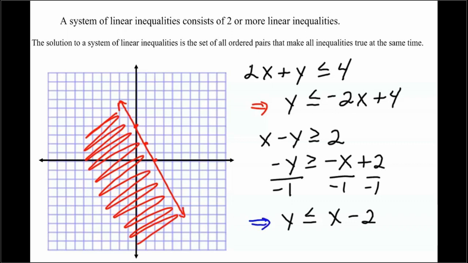So we begin by plotting the y-intercept of negative 2. A slope of 1 means we go up 1 to the right 1, up 1 to the right 1. We're drawing a solid line because the inequality contains the equal sign. And here y is less than or equal to, so we shade below the line.